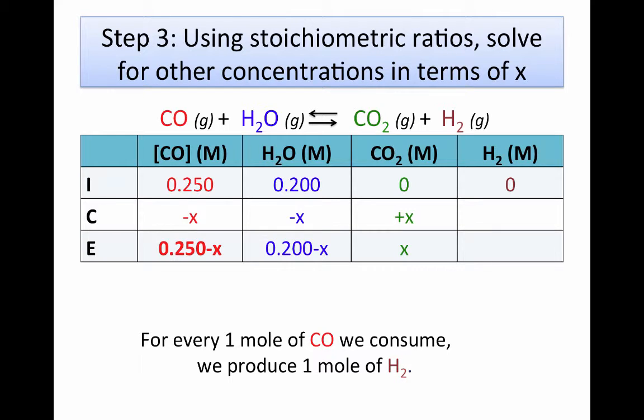For hydrogen gas, that works pretty much the same. For every 1 mole of CO we consume, we produce 1 mole of hydrogen gas. We have consumed X moles of carbon monoxide. Therefore, we're going to produce X moles of hydrogen gas, and so we'll have X moles at equilibrium.